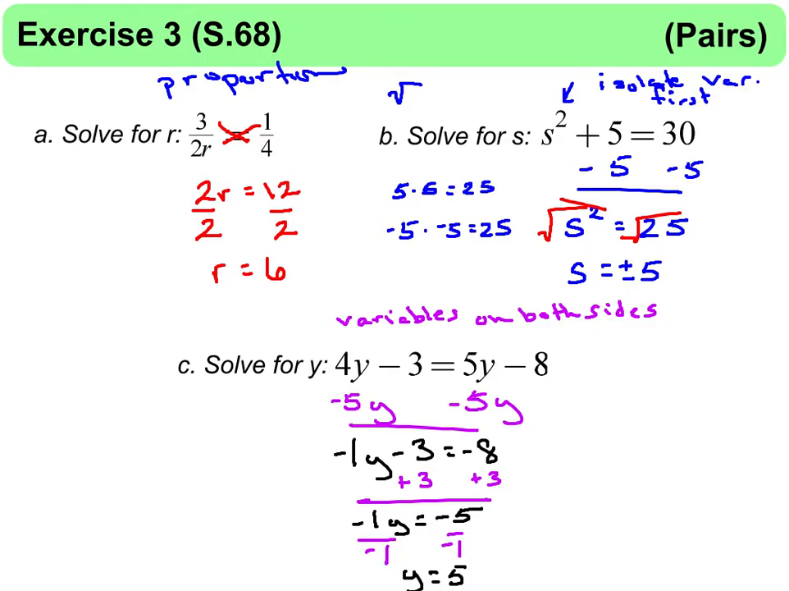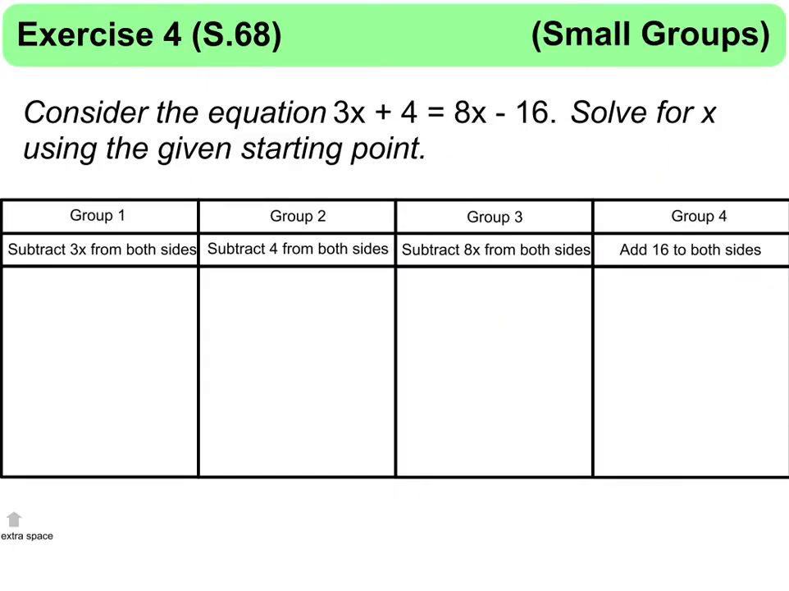The last piece in this lesson that students will work on is to be able to take a given equation, considering 3x plus 4 equals 8x minus 16. And we want the students in small groups to be able to solve for x using the given starting point in each column in the table. So for example, group 1 says start by subtracting 3x on both sides. Group 2 is going to say start by subtracting 4 on both sides. Group 3 will say subtract 8 on both sides as your starting point. And group 4 is going to say, well, let's start by adding 16 on both sides.